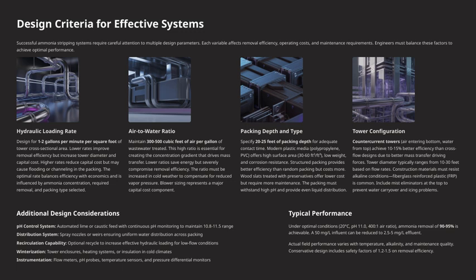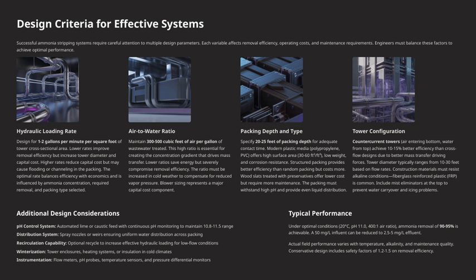Now, regarding performance, under ideal conditions, say at 20 degrees Celsius, pH around 11, and with an air-to-water ratio of 400 to 1, we can expect ammonia removal efficiencies of around 90 to 95%. That means reducing a 50 mg/L influent to just 2.5 to 5 mg/L in the effluent. But of course, actual results can vary depending on temperature, alkalinity, and how well maintenance is performed.